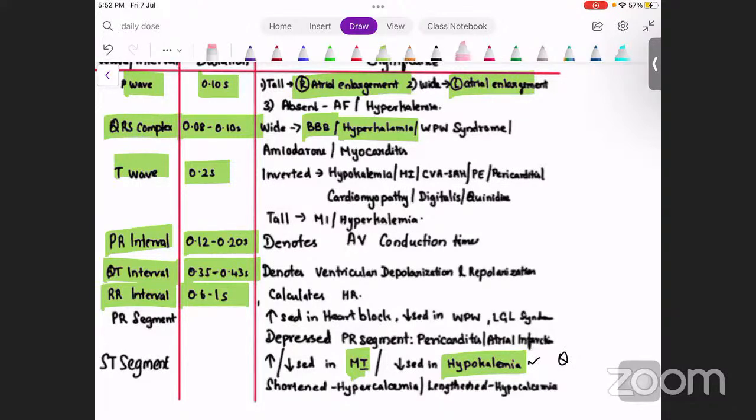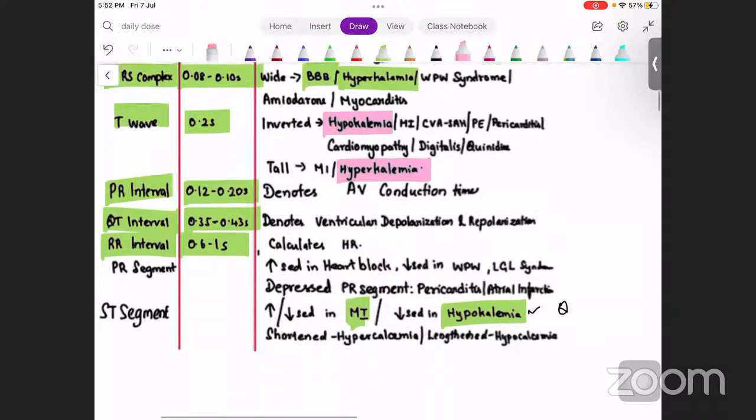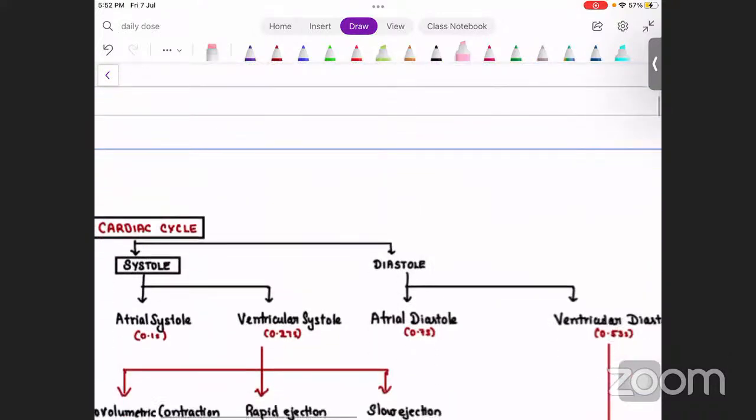Tall T waves are seen in hyperkalemia, while inverted T waves as well as ST segment depression are seen in hypokalemia. In hypokalemia, you will see the inverted T wave as well as a depressed ST segment. Tall T waves, you may see in hyperkalemia.